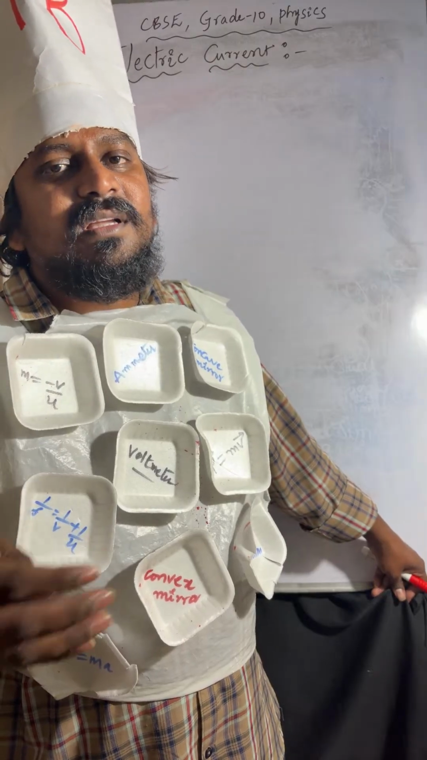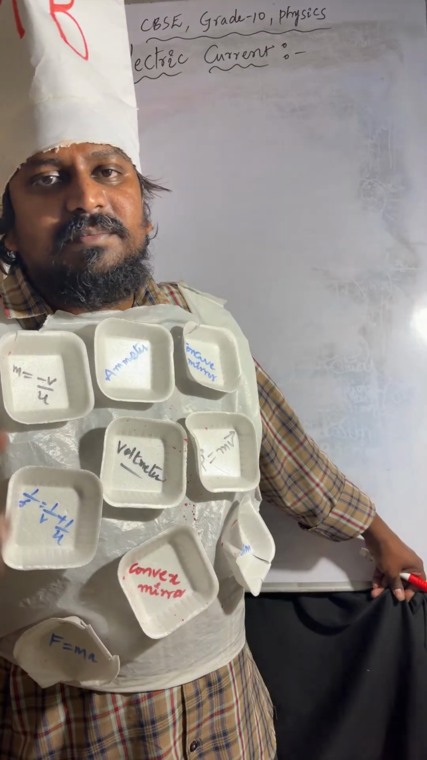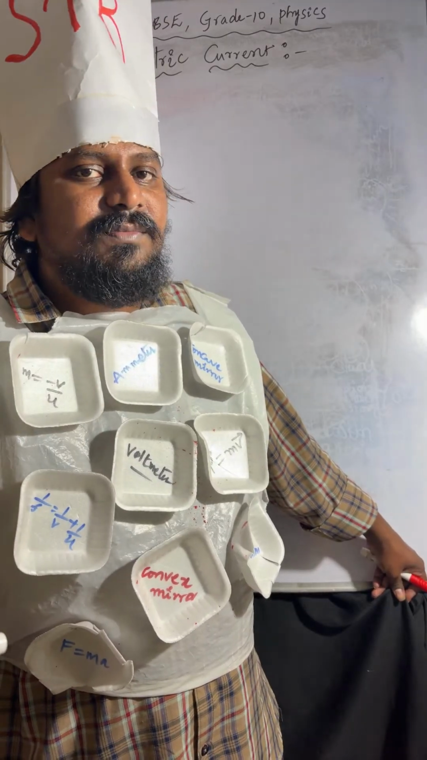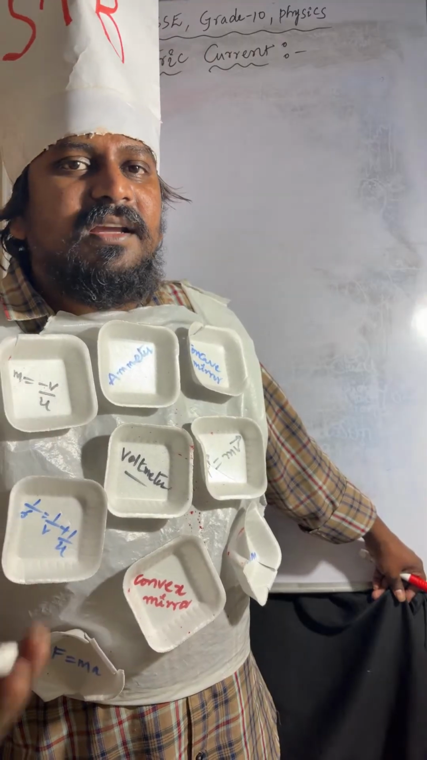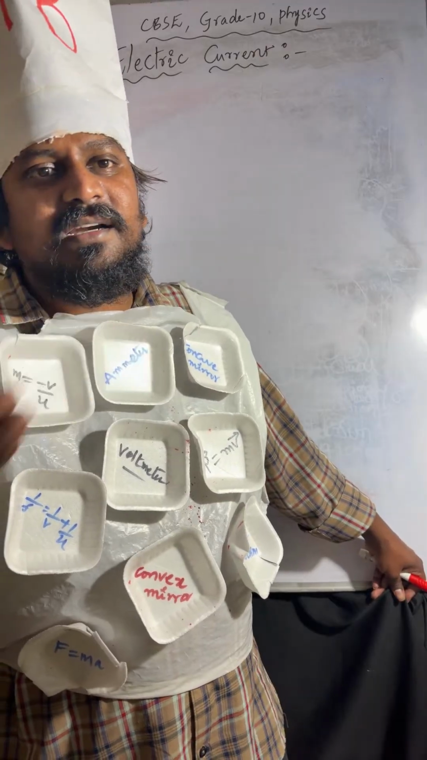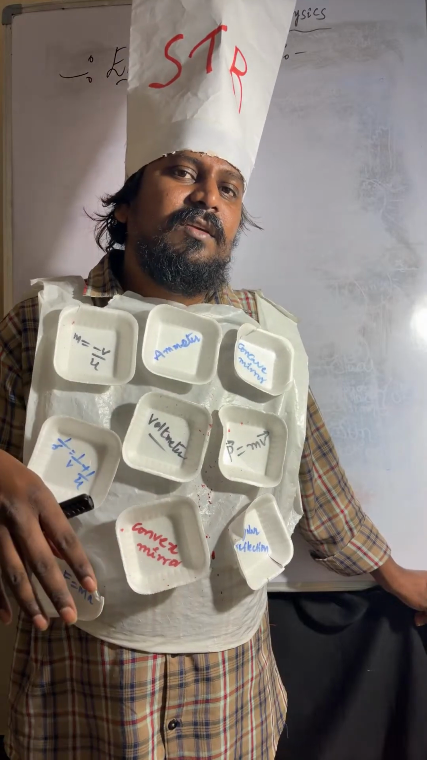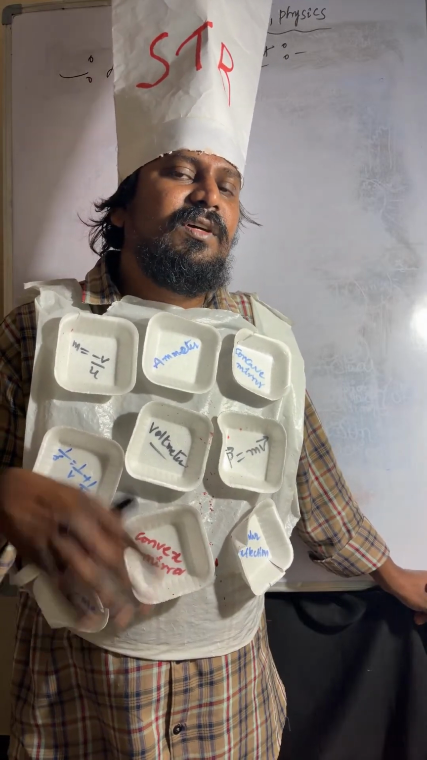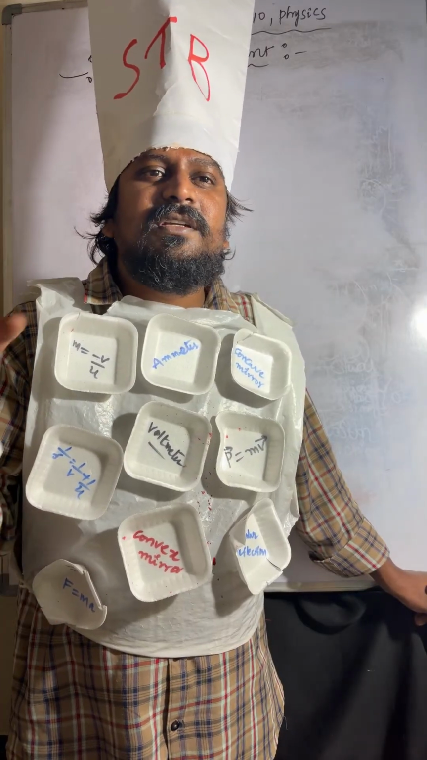Sometimes more current will pass through it, because in parallel combination different appliances are connected to operate at different voltage. That's why different currents are required. In parallel combination I1, I2, I3, like that, we already discussed. So that's why ammeter cannot be connected in parallel combination.